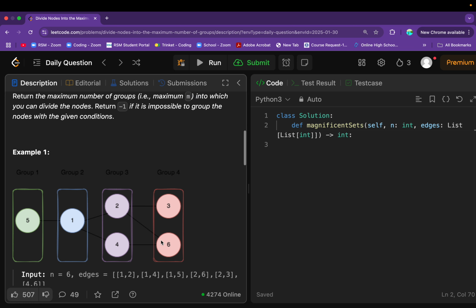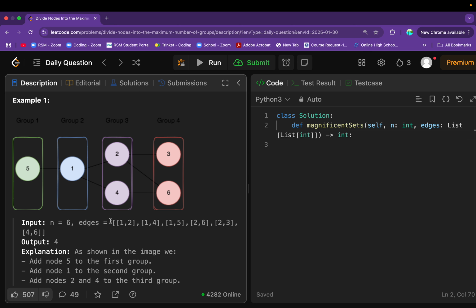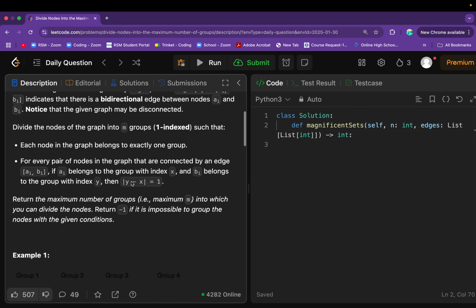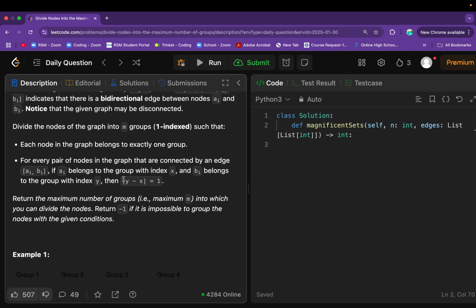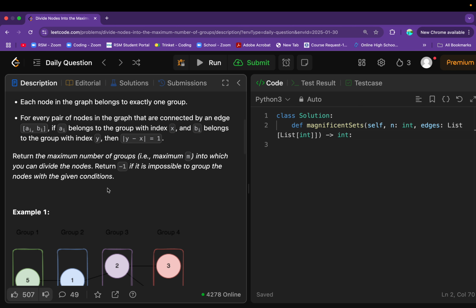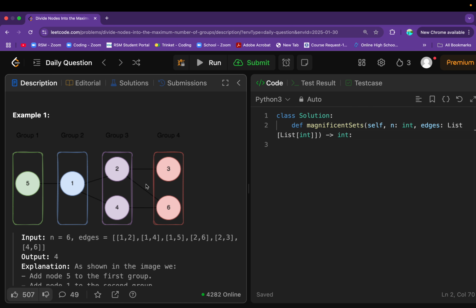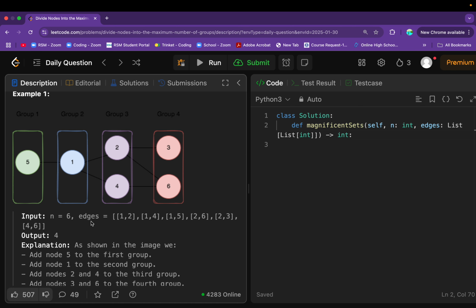Why is it 4? Because that is the maximum number of groups into which we can divide the nodes, such that each node is in only one group, and for every pair of nodes connected by an edge, the groups x and y for a and b respectively have an absolute difference equal to 1. So let's see why 4 is the correct output for this example. We have 6 edges and 6 nodes because n is equal to 6, and we have an output of 4.